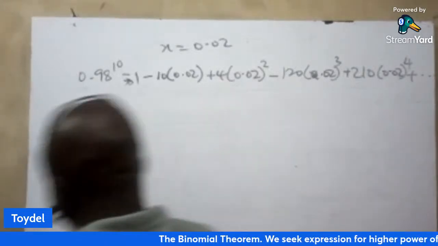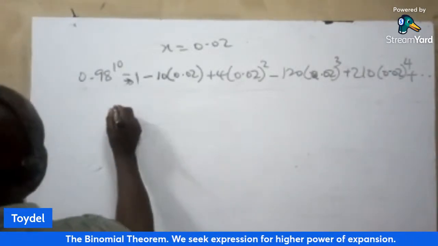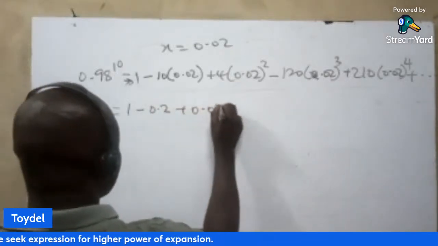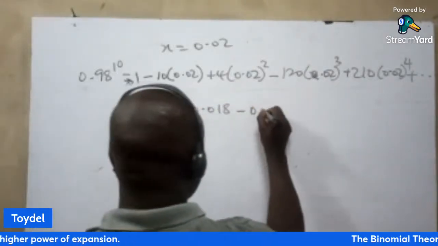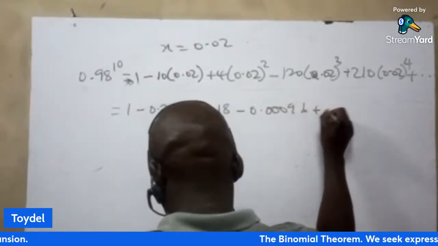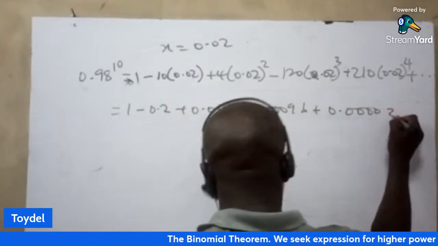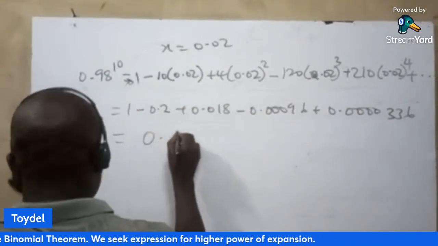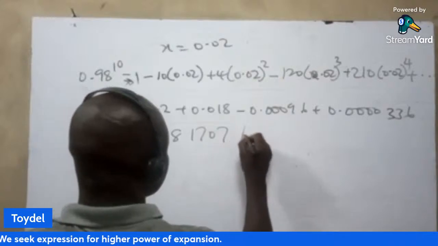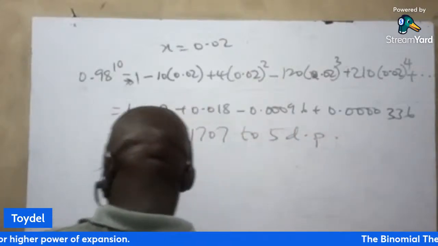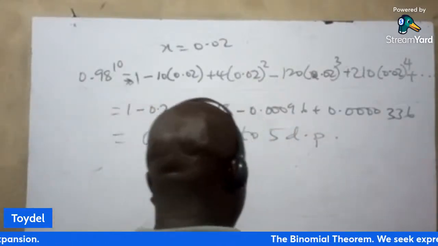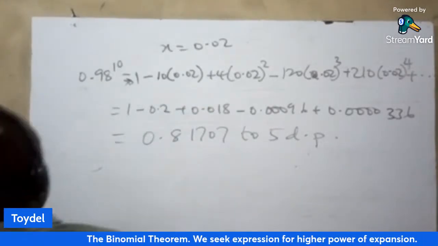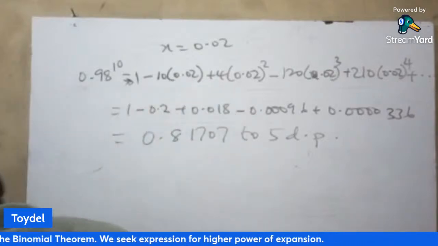Then if we do that, at the end of the day, we are going to get 1 minus 0.2 plus 0.018. You check it out. Minus 0.00096 plus 0.0000336. So if we express that, we are going to get the final answer to be 0.81707 to 5 dp, and that is what we are asked to do. So just go through a standard textbook and get further examples on binomial expansion.